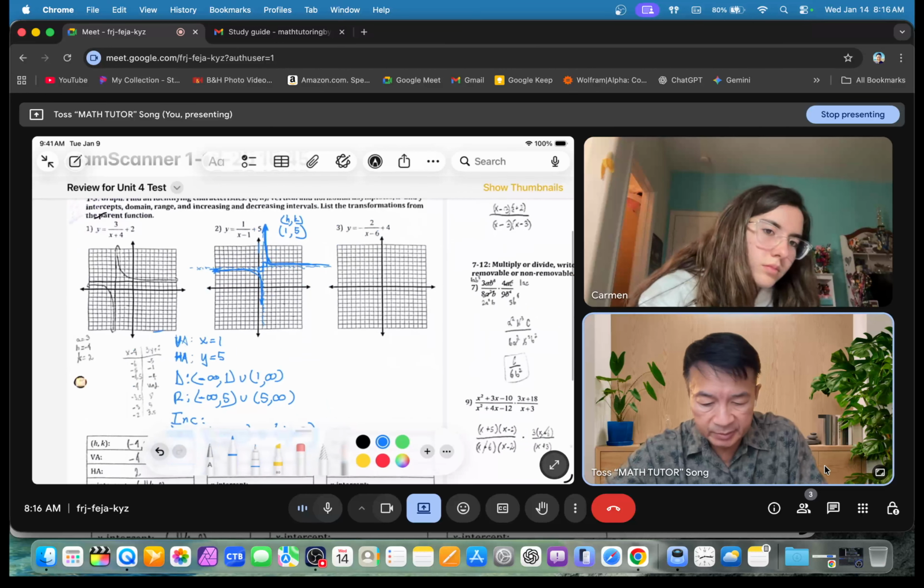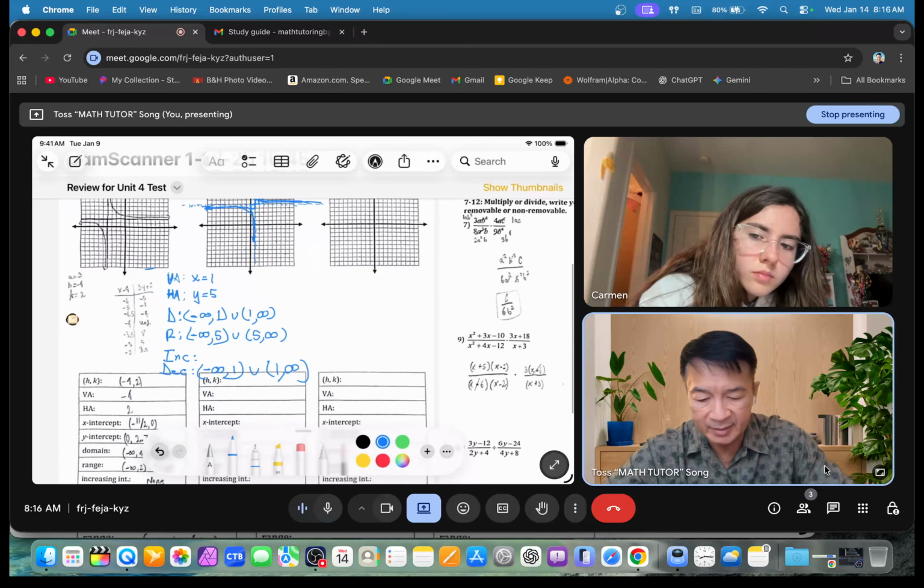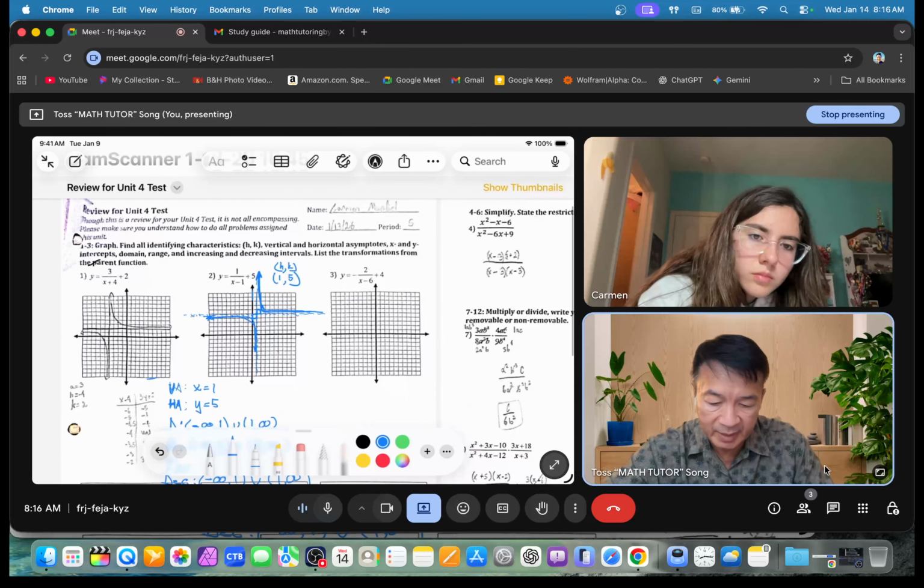Okay, let me do it this way. Let me see if I can bring the... I can't. You see, I'm not as flexible with this particular app.